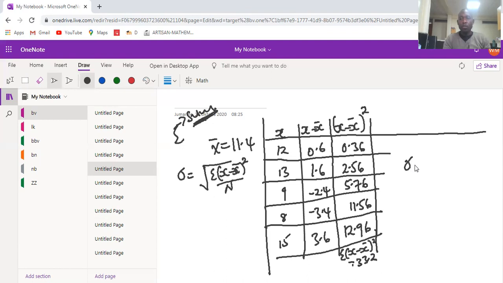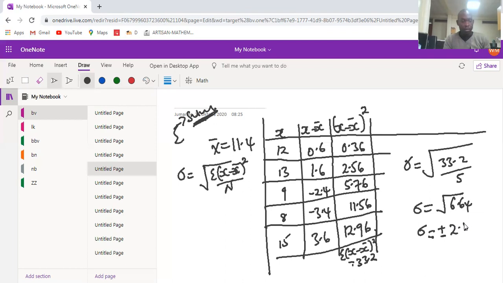So our standard deviation will be equal to the square root of the sum of x minus x bar squared, 33.2, over n, which is actually 5. Divided by 5, you get the square root of 6.64. So the root of the answer, which is the standard deviation, will be positive or negative 2.58, and that is the answer.